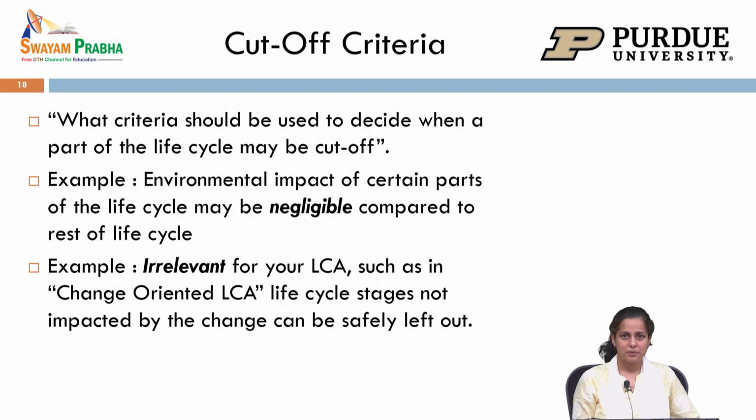An example can be that if you have a very clean process that is not emitting any emissions and your goal is to understand the emissions life cycle for your product, you can ignore that process because that is not contributing that much to the environmental impact that you are focused on. They can also be irrelevant for your LCA. For example, in our consequential LCA, if there are life cycle stages that are not impacted by the change, they can be safely left out. So, that can be your background processes and those are not going to be included.